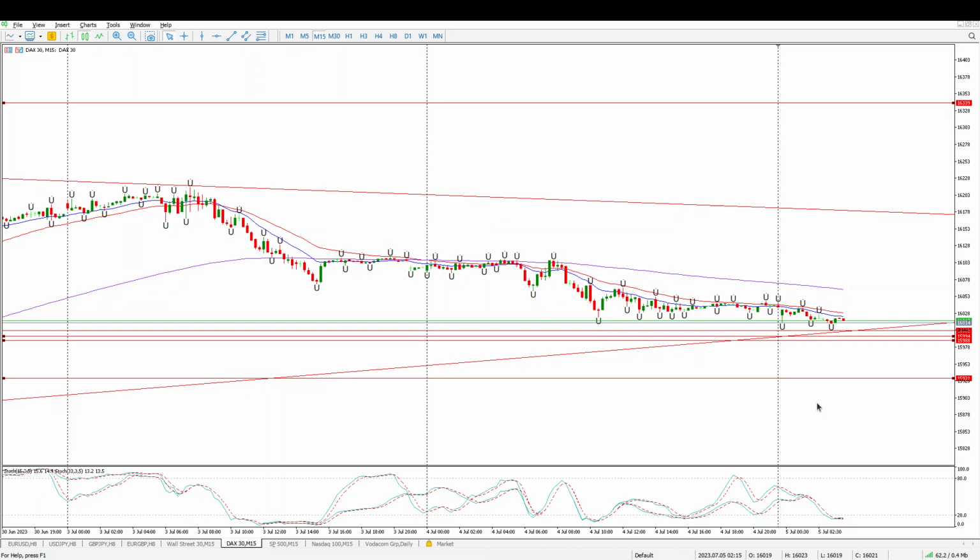Just bear in mind you've got non-farm payrolls on Friday and you've got the Fed minutes this afternoon, so it might just hover in this area for another day or so. Anyway, that's kind of my view for today.